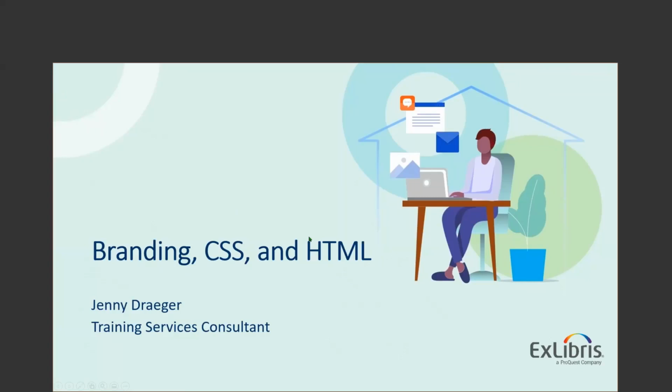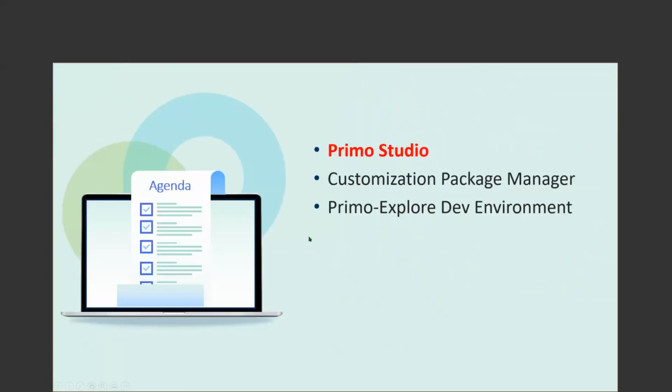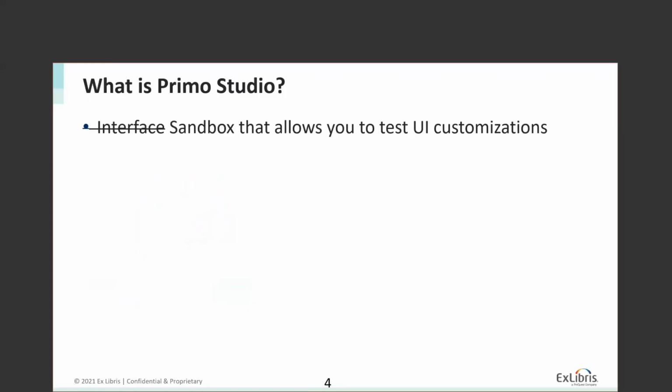So today, the topic is branding, CSS, and HTML. We don't have a lot of bullet points on our agenda, but there's a lot of information in here. We're going to start talking about Primo Studio, this tool that's available to you. Then we're going to be talking about the customization package manager, and then the Primo-explore dev environment. These are different ways to manage your look and feel of Primo V. Let's get into this.